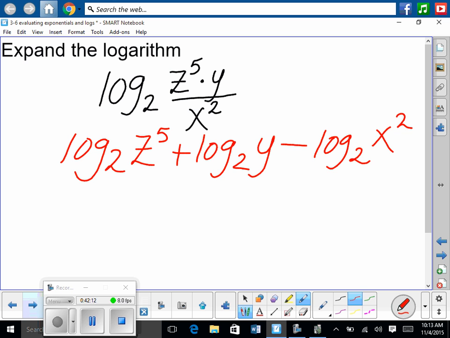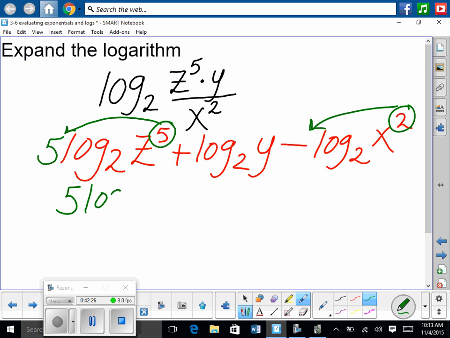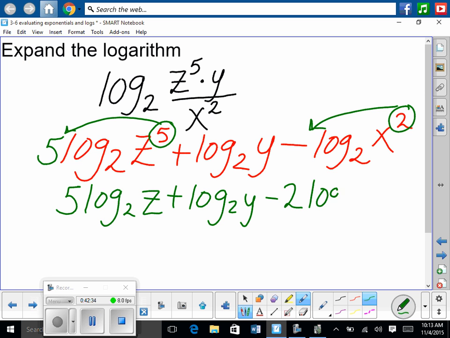And then from there, our last step is to fix any exponents. This has a 5, it needs to come out in front. This has a 2, it needs to come out in front. I'm going to have you rewrite it. I'm not going to let you write it all sloppy and stop there. So what we have is 5 log to the base 2 of z plus log to the base 2 of y minus 2 log to the base 2 of x.